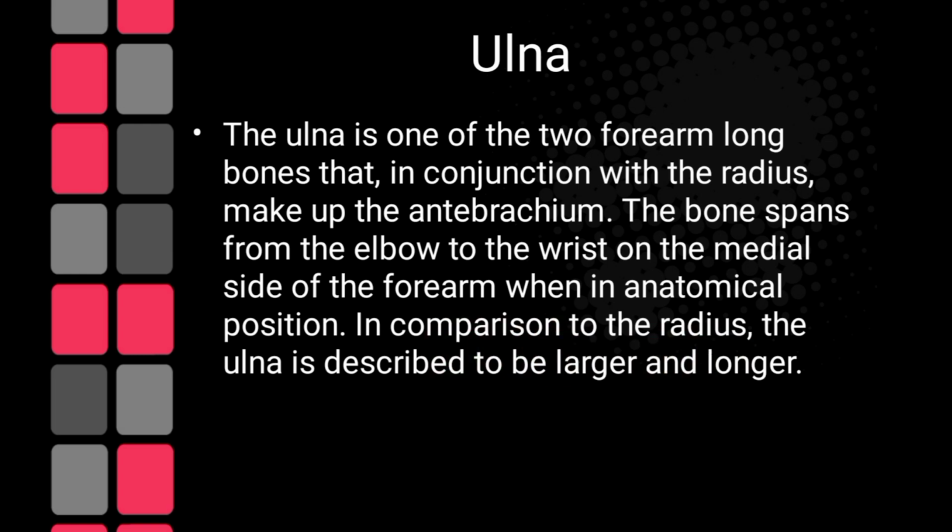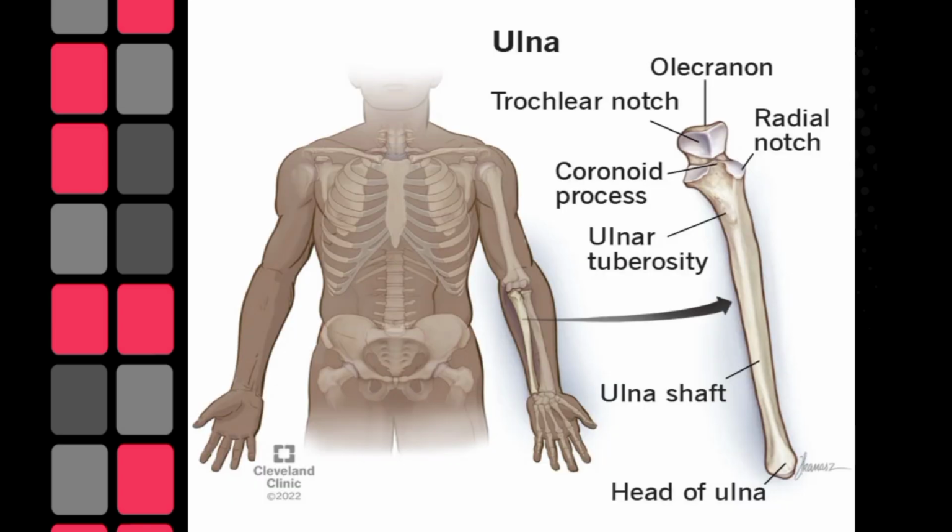In comparison to the radius, the ulna is described to be larger and longer. Here is the ulna bone, head of ulna, ulnar shaft, ulnar tuberosity. This is the radial notch where radius will articulate. This is the coronoid process, olecranon process and trochlear notch.